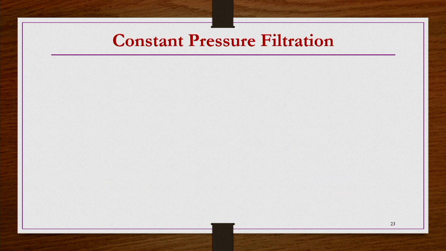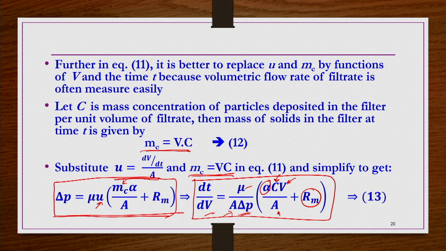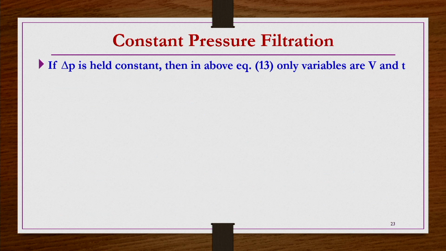Okay. So now we have this basic equation, dt by dv is equal to mu by A delta p times (alpha c v by A plus rm). If you use this equation for constant pressure filtration, then you have a methodology to calculate alpha and rm. For constant pressure filtration, if delta p is held constant, then in the above equation 13 the only variables are v and t. When t is equal to 0, v is equal to 0 and delta p is equal to delta pm, because when there is no cake formation, the pressure drop is only across the filter medium.